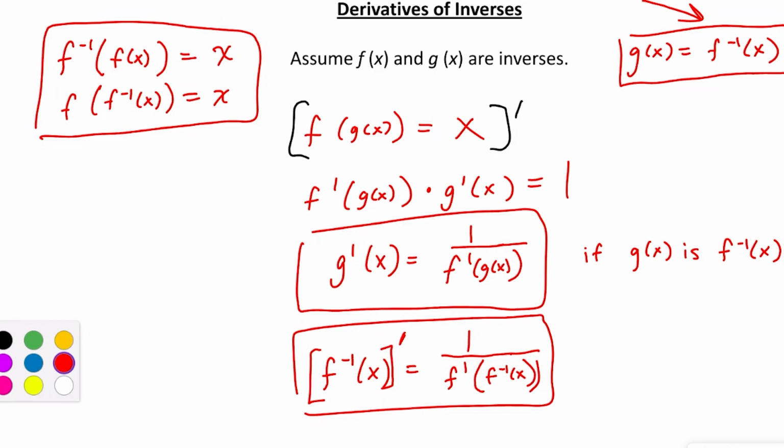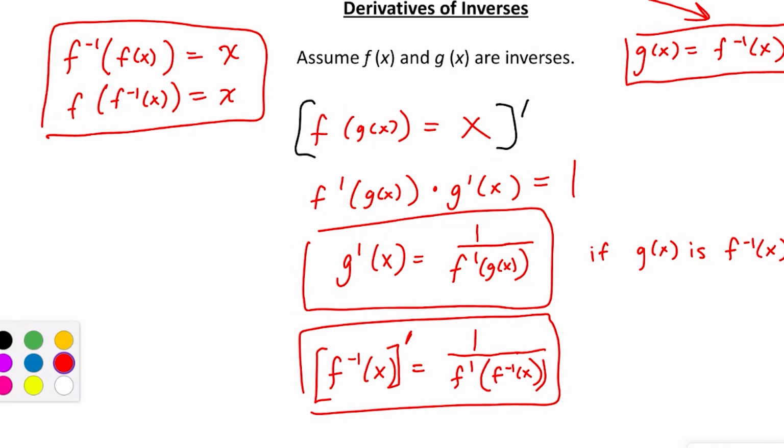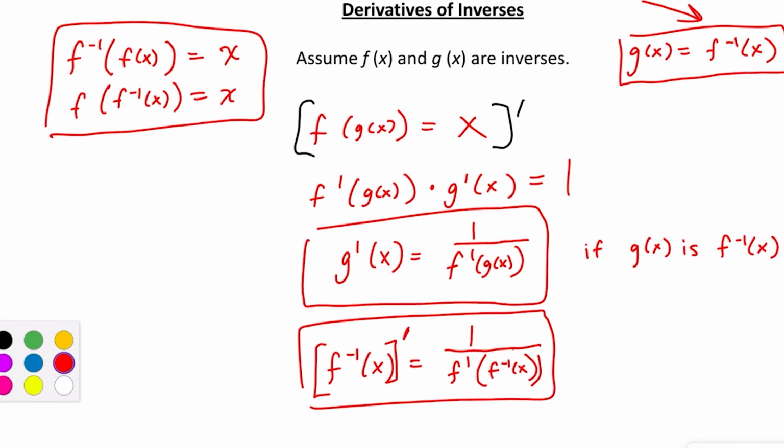And so this rule is actually already up there on the board. It's the very last one on there that we'll learn for now. Okay, so any questions about the actual rule for finding the derivative of an inverse? Now, let's take a look at some examples here.